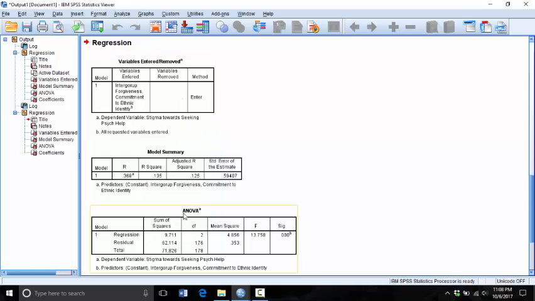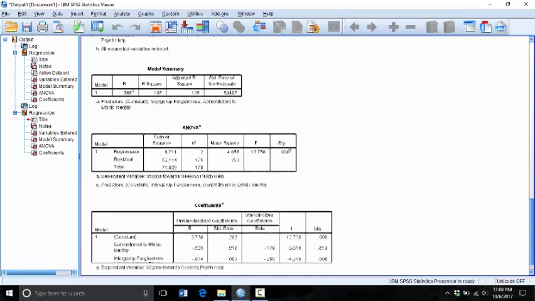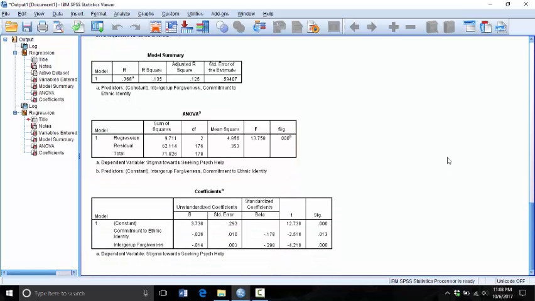So let's look at the ANOVA table to get our p-value. That is definitely less than 0.05. So again, this model is significant. And if we're interested in knowing how strongly each individual variable is related to the outcome, we can look at our coefficients table again.